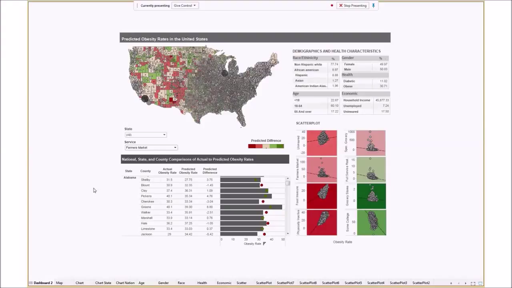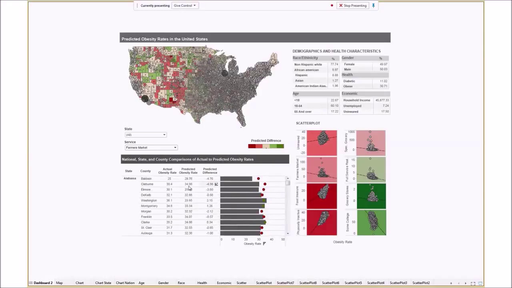And below is a look at the state and county comparisons. It's ranked, so you can see the actual obesity rate, the predicted obesity rate, and then the difference between the predicted and actual. And then a bar chart indicating the actual obesity rate and then the predicted obesity rate. Red indicates an increase in predicted obesity rate, and green indicates a decrease in predicted obesity rate.